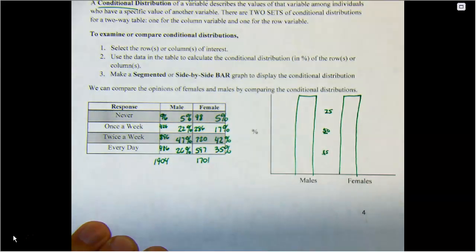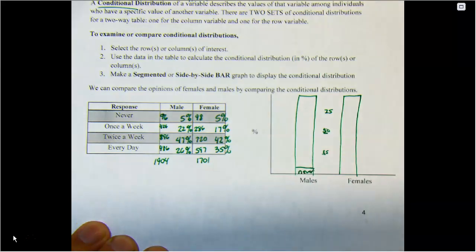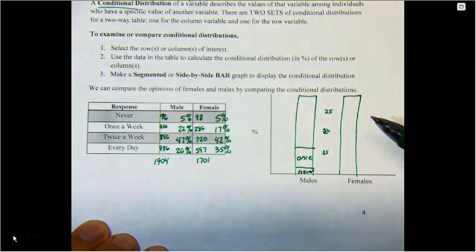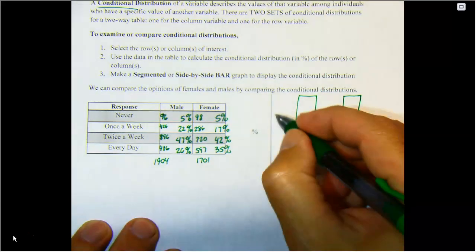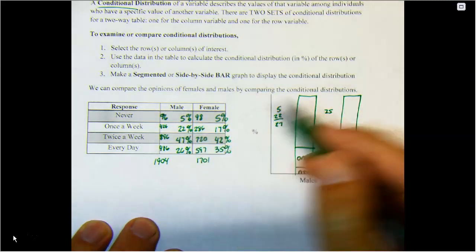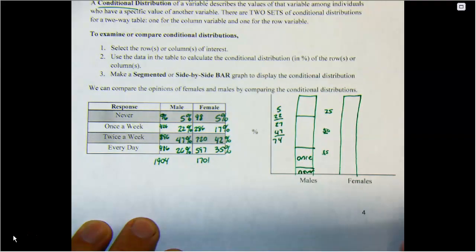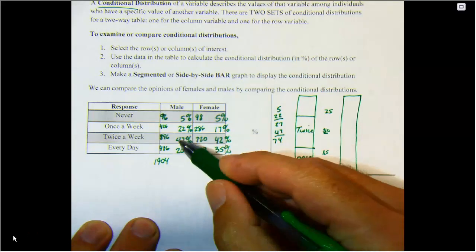We said 5% never, so we're going to come down in here and estimate where 5% is, and this is going to be never. Then we add 5 and 22 together to get 27, so we approximate where 27% is, and this is going to be once. A running total helps. Now we add 27 and that 47 together, which gives me 74. So up here at the 74% mark, this is going to be twice, and the rest is left for every day.